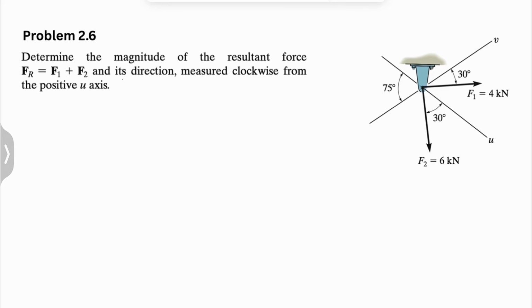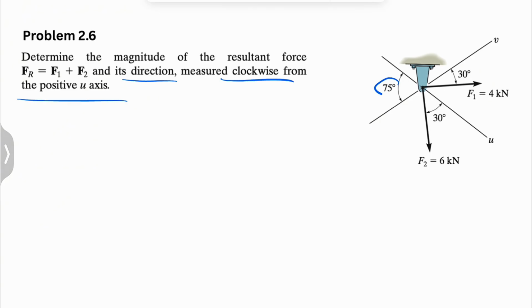Alright guys, welcome back. We have another question from the second chapter of Engineering Mechanics: Statics by Hibbeler, and we need to determine the magnitude of the resultant force Fr and its direction measured clockwise from the positive u-axis. If we look at this, we can see there is no x and y axis. We have u and v axes instead, which are not perpendicular to each other.